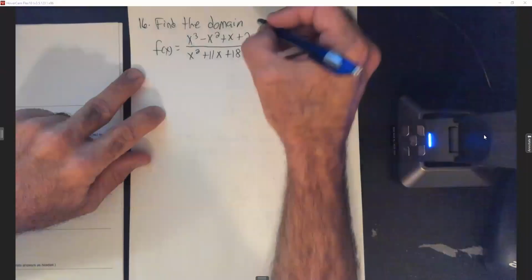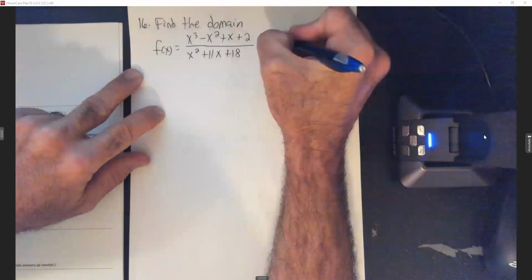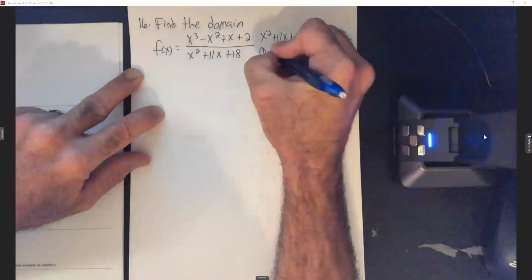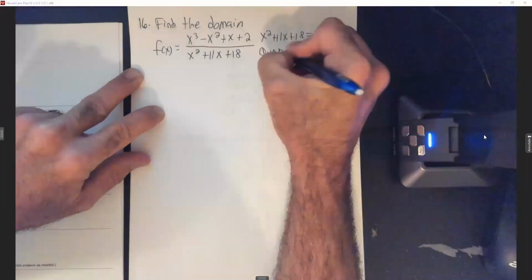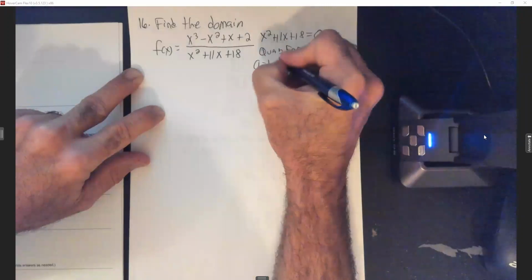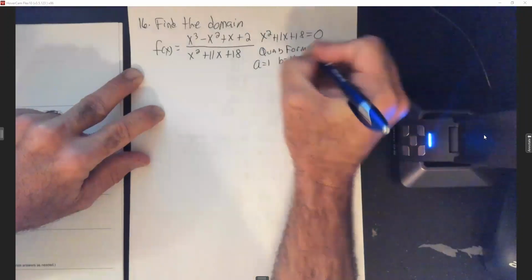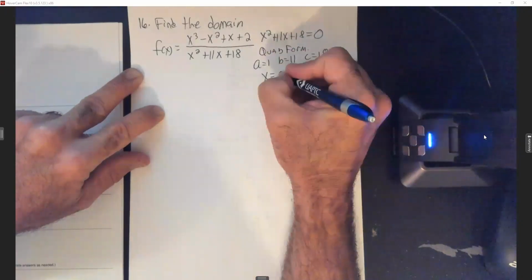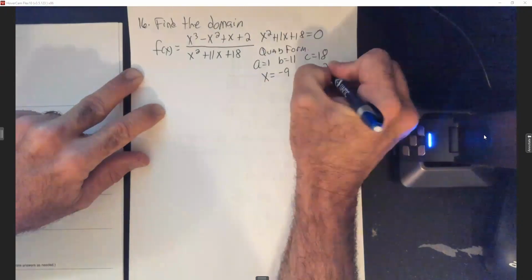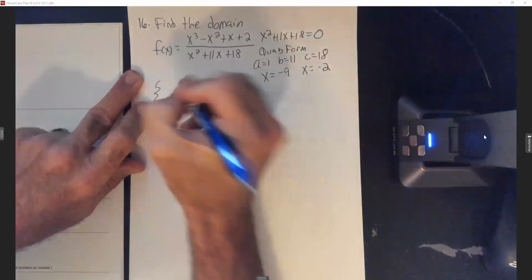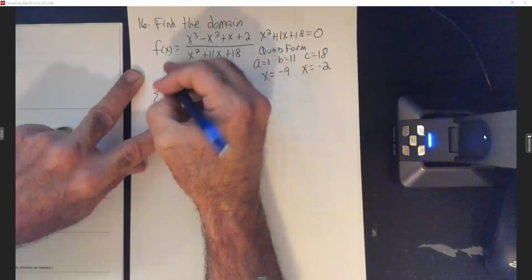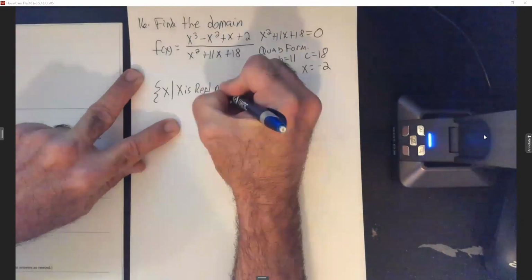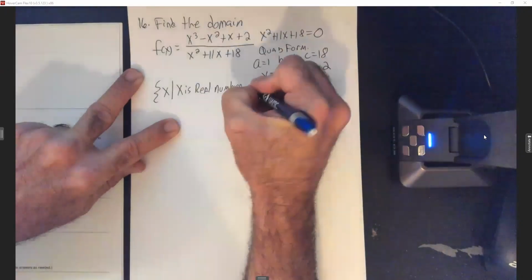So to find the domain, you take that bottom and set it equal to 0. Since that's quadratic, I'm going to use the quad formula. A is 1, B is 11, C is 18. If you use the quad, it'll give you two answers. It'll give you a -9 and a -2. So set builder would be x such that x is a real number and x is not equal to.